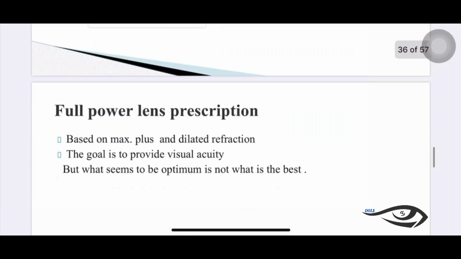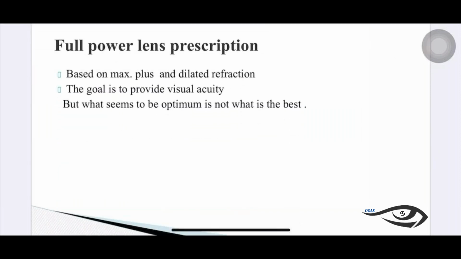Another thing is the full power lens prescription. Based on the maximum plus and dilated refraction, most of the optometrists or ophthalmologists are prescribing maximum plus. If some person needs +5 diopter, they always try to give the full lens prescription. Whatever they get in the dilated refraction, they always try to prescribe that. Their main goal is to provide visual acuity, so they always try to give the full prescription.